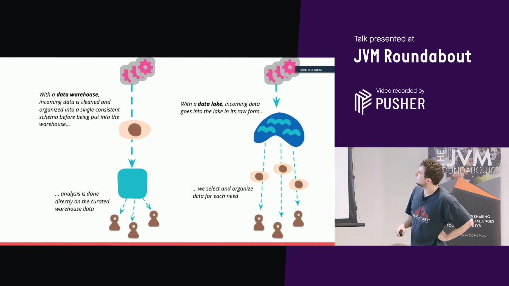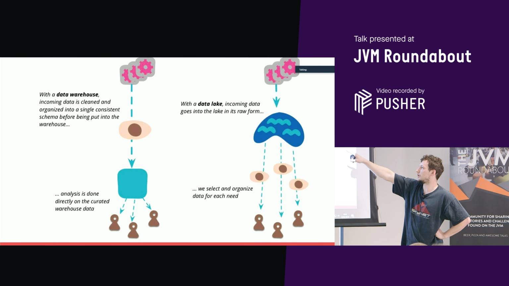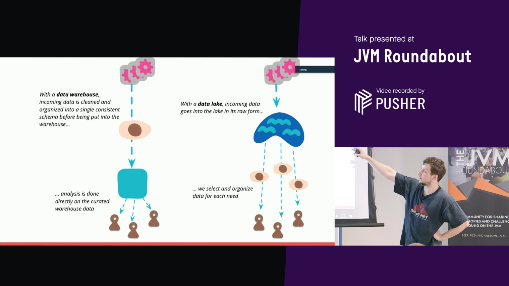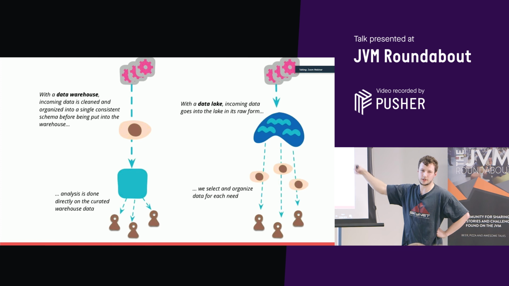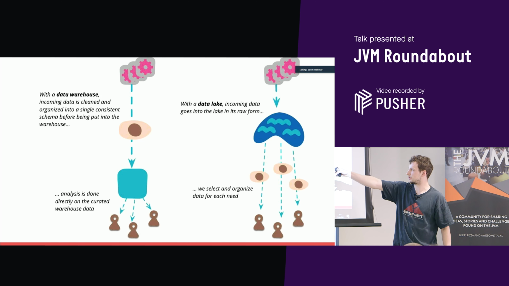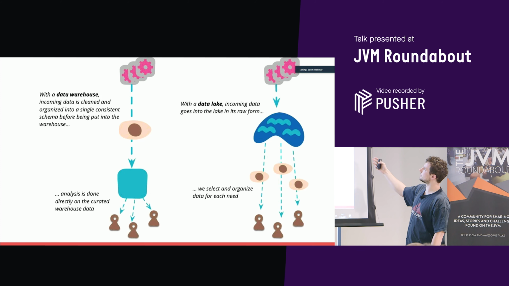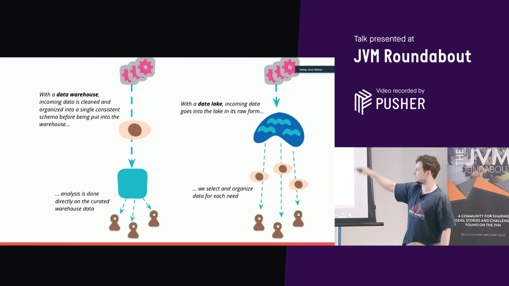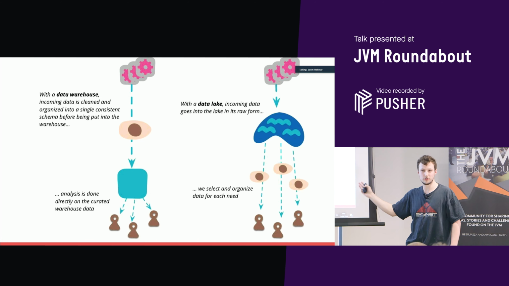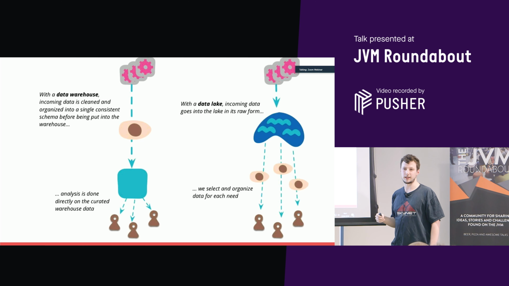Similar again, so with a data warehouse, you have a lot of processing. That's what that blob is supposed to mean. You have a lot of processing up front in terms of understanding the data, turning it into a pretty schema. And then people consume the processed thing. With a data lake, you can just dump data indiscriminately in it. And then it's often up to different consumers and different use cases to understand the data.